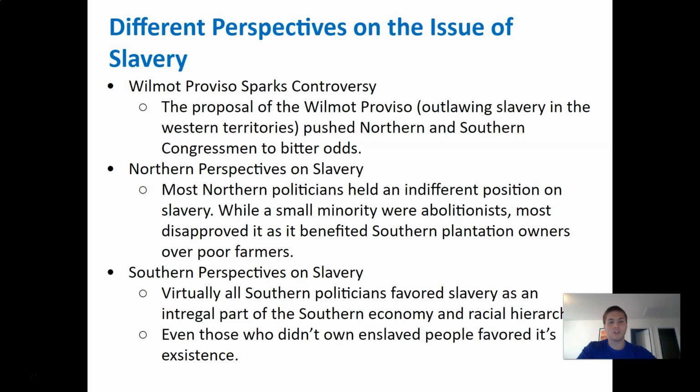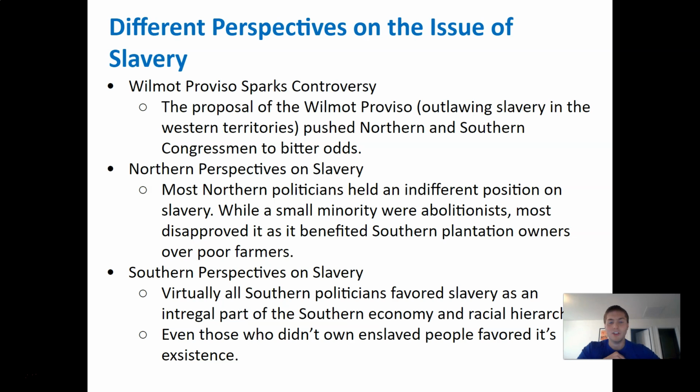However, Southern congressmen are just going to outright say no to this. The Wilmot Proviso will pass in the House with Northern support, but it will fail in the Senate. This happens over 12 years. Over the course of 12 years, the same thing happens: pass in the House, fail in the Senate. It never comes to fruition because Northern and Southern politicians are not going to cooperate with each other.